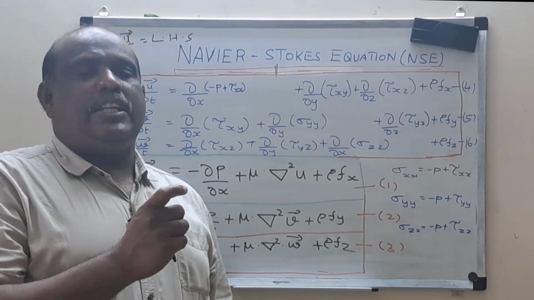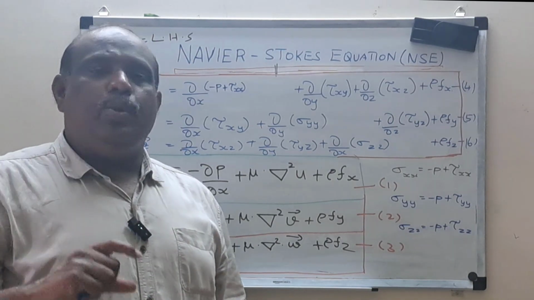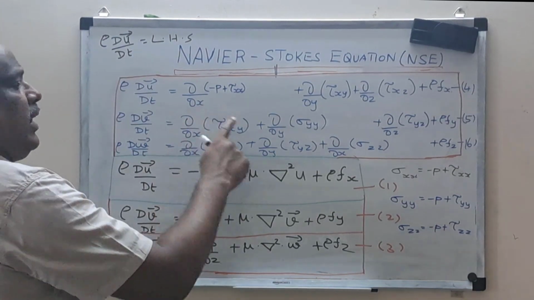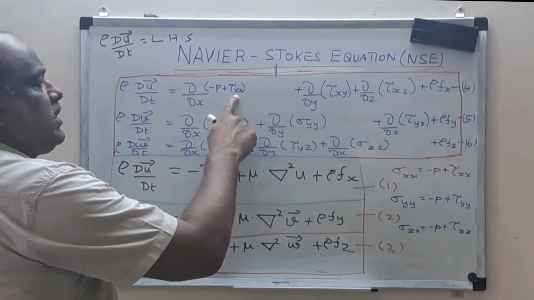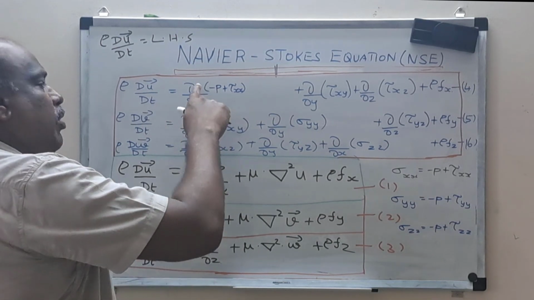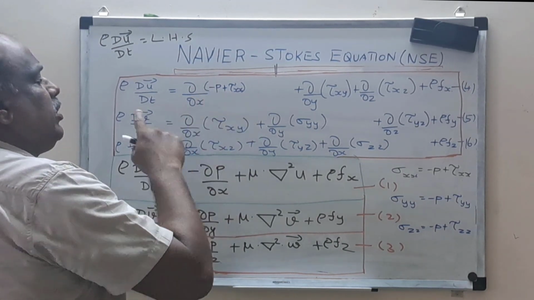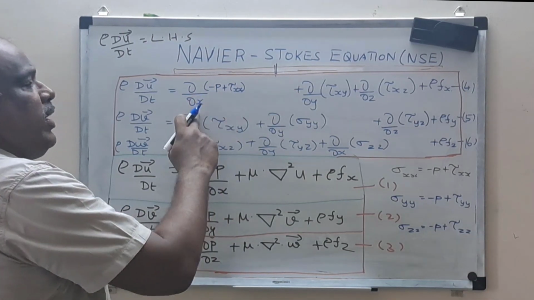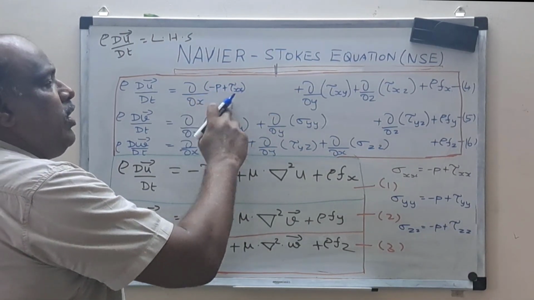So other than minus p, what are the terms which are there? You may take it as tau xx. Okay, so I have taken sigma xx as minus p plus tau xx. When I differentiate both this p and tau xx with respect to dou by dou x, this term will become two terms. One is minus dou p by dou x and the other term will be dou by dou x of tau xx.